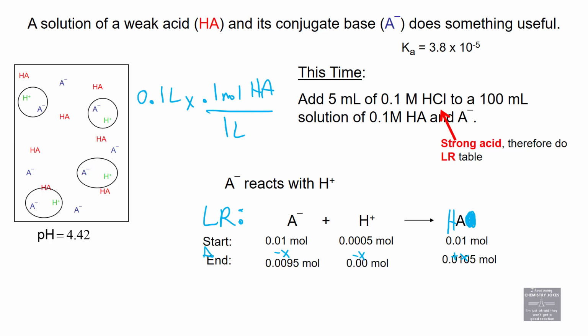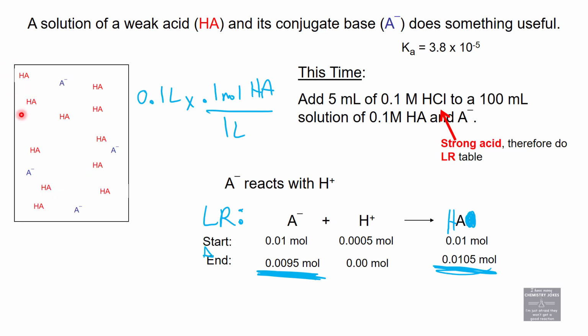H plus is limiting, so I get no moles of H plus. But I still have a reasonable amount of A minus and a reasonable amount of HA. So I've still got a buffer solution at the end of my limiting reactant table because I've got some of each of the conjugate pair present.